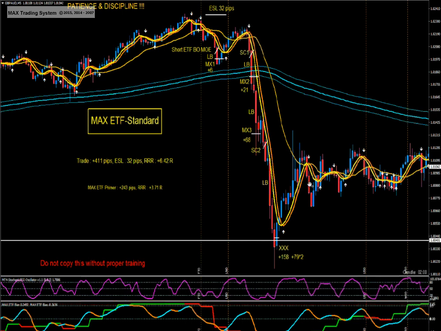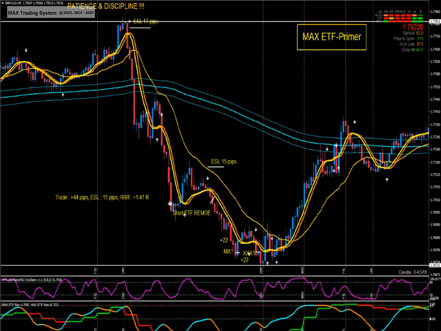this was another example, again with the pound Aussie in the 5-minute time. I will go faster here. So this was a nice movement starting from an ETF, starting from a max price level as a supply demand. And with the Max ETF Primer, we had only a valid entry at this point.